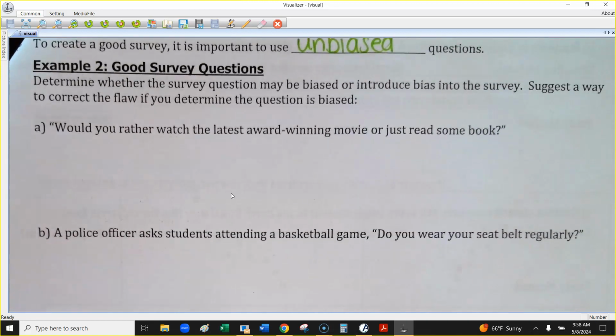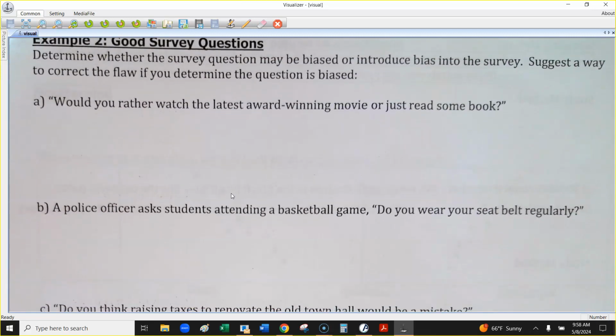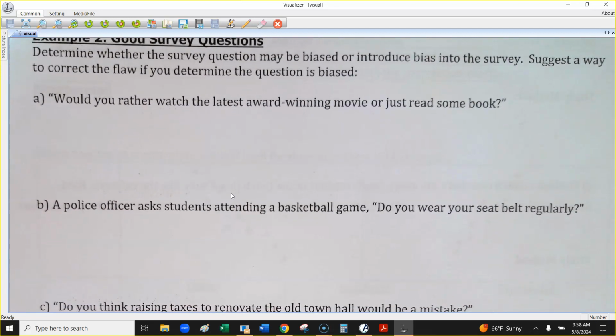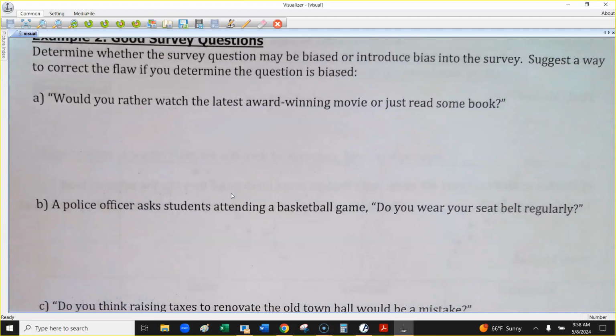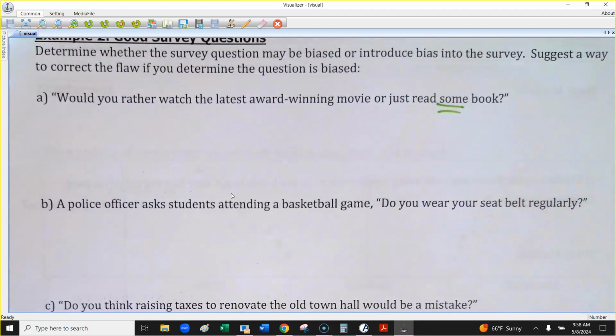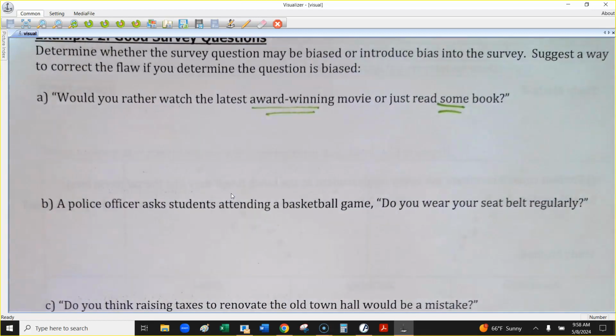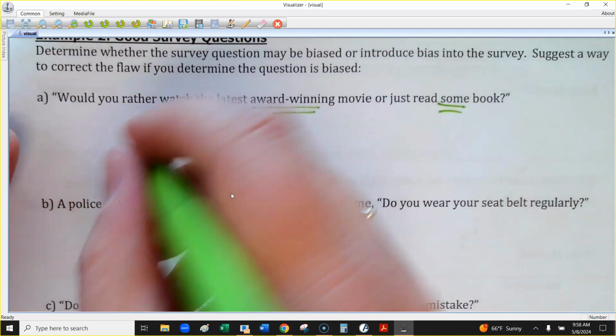So here's my first question. It says, would you rather watch the latest award-winning movie or just read some book? Do you think that is a good survey question, or would you change that? Okay, what would you change? What word bothers you? As I read that, just some book, like, no big deal. Any other word in there bother you? For sure. I read that question and I'm going, this person wants me to pick the movie for sure. So to reword this, just get rid of it so it's unbiased.